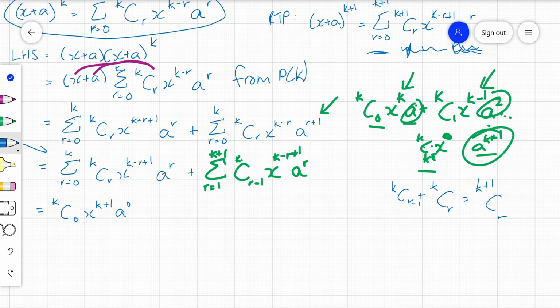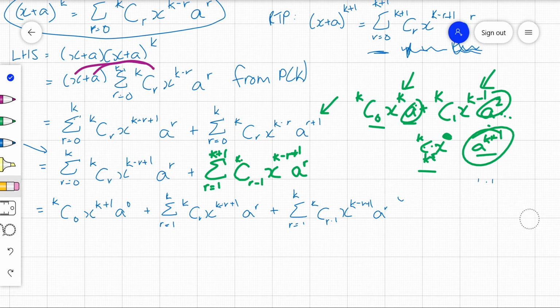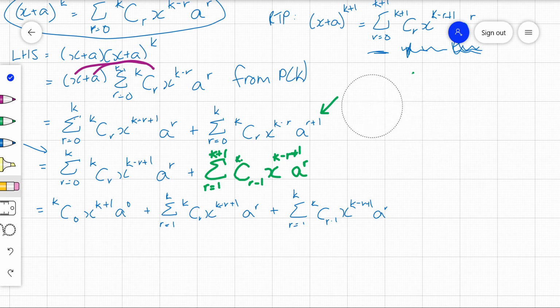All right, and then now I can just take that and say, all right, I've taken the r equals 0 out, so I'm going to go from 1 to k and keep that. k choose r, x to the k minus r plus 1, a to the r. Okay, and same here, for the green one, I'm going to go from r equals 1 to k of k choose r minus 1, x to the k minus r plus 1, a to the r. Oops, we're going to have to rub this out. Alright, hopefully that's all okay with you guys.